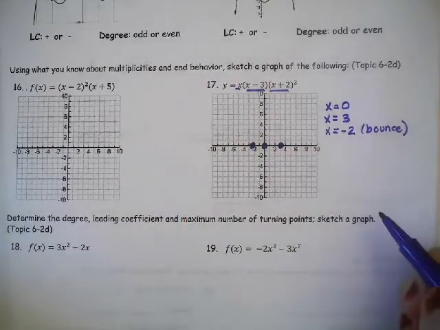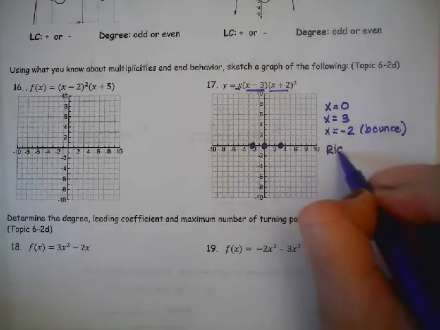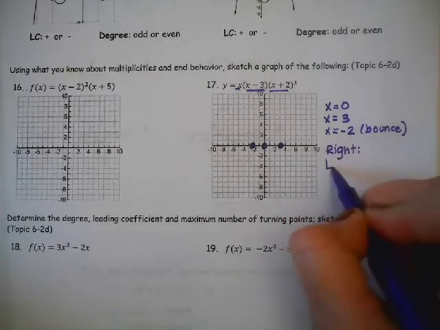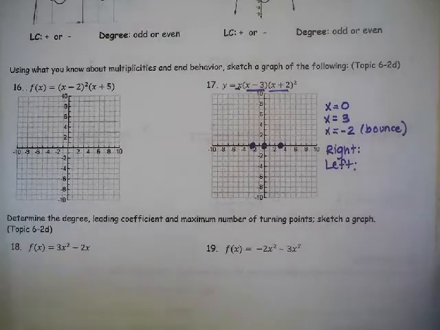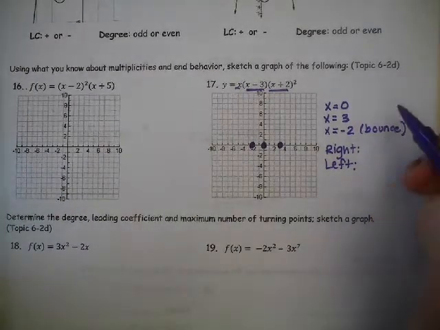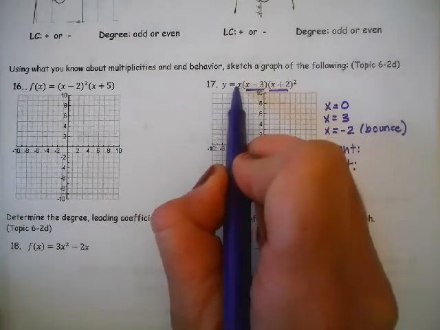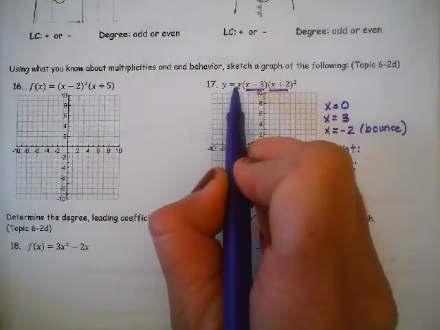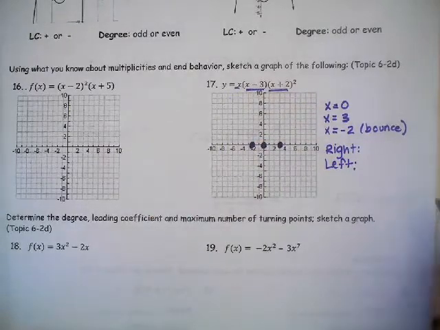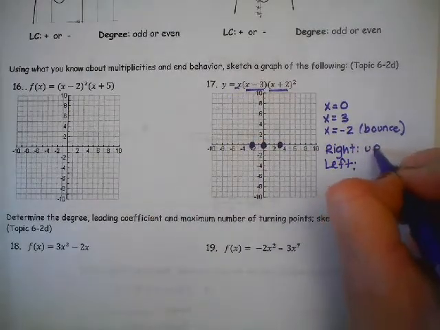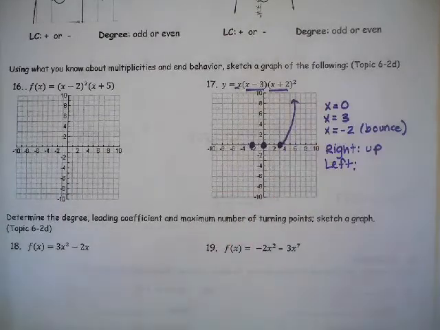I also want to look at end behavior. I want to see what's happening on the right side of my graph and on the left side of my graph. To figure out what's happening on the right side, we look at our leading coefficient. Our leading coefficient is just a 1 in front. Most importantly, it's a positive 1. Because the leading coefficient is positive, on the right my graph is going to go up. It's going to look like this.